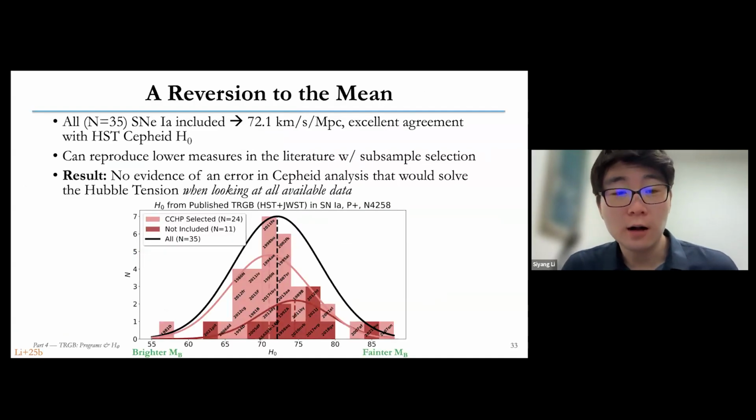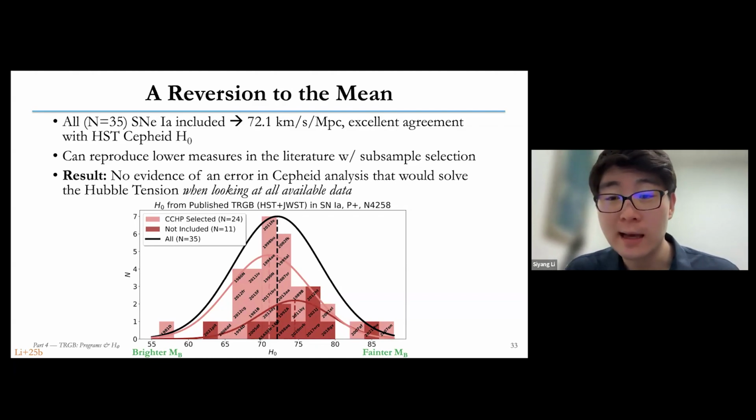We found that when we include all the data, all the type 1a supernovae, all the TRGB measurements in the literature, both HST and JWST, it gives us 35 type 1a supernovae calibrated with TRGB. We do find an H naught of roughly 72.1 kilometers per second per megaparsec. A key thing here is that with this full data set, we can also trace back and reproduce lower measurements in the literature and explain that with subsample selection. What we're showing here at the bottom is a histogram of the H naught values using the same values I just showed in the last plot.